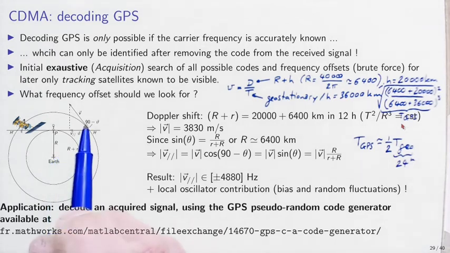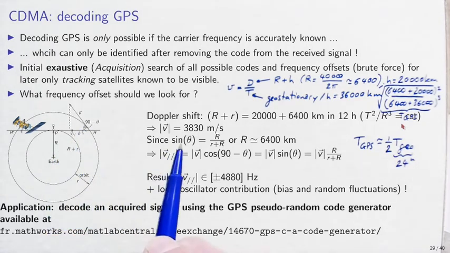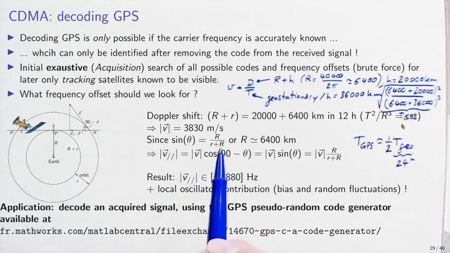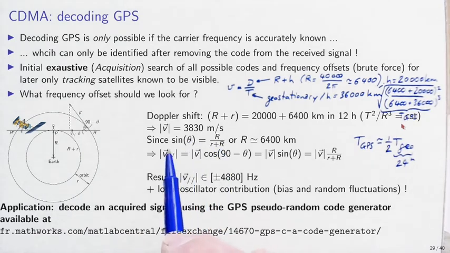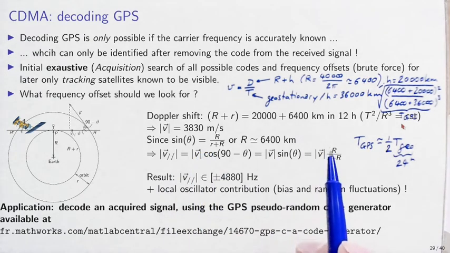And this angle over here is the same as the angle over here, so that we are left with the fact that the projection of the velocity is equal to the linear value of the velocity times the radius of the Earth divided by the radius of the Earth plus the altitude.